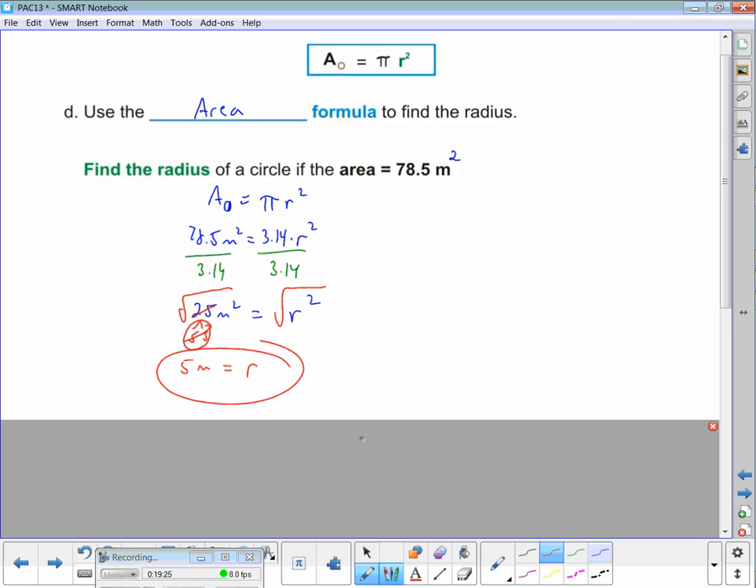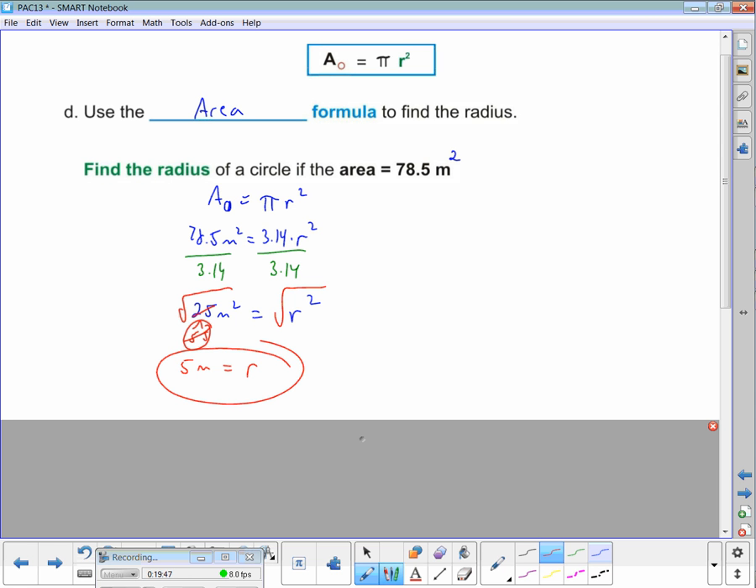Okay, so we can do problems like that. And again, if they said, hey, what's the diameter? You would say 10 meters. If they said, what's the circumference? You'd have to put the r into the circumference formula, right? You would then do the circumference formula, C equals 2 pi r, and figure that out. Lauren?